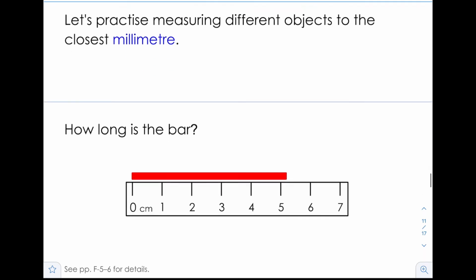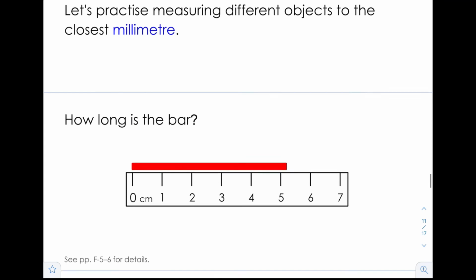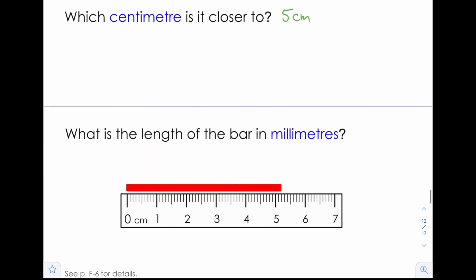So let's practice measuring different objects to the closest millimeter. Well, if I have a centimeter without millimeters, it's kind of hard to do, but I can tell that this red line is in between 5 and 6 centimeters, and it's obviously closer to 5. Okay, so it's going to be 50 some millimeters if we multiply it by 10.